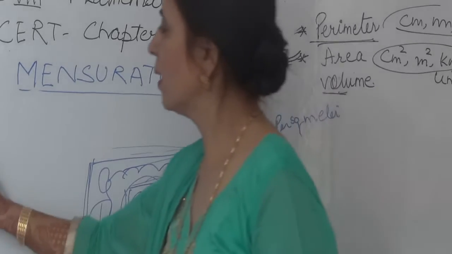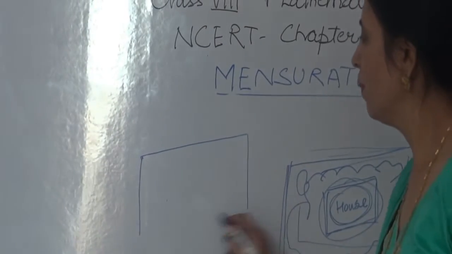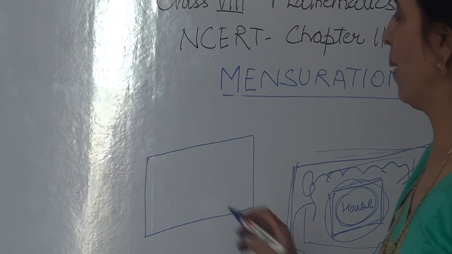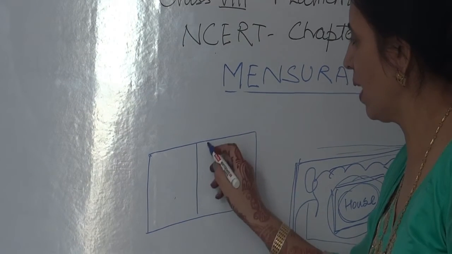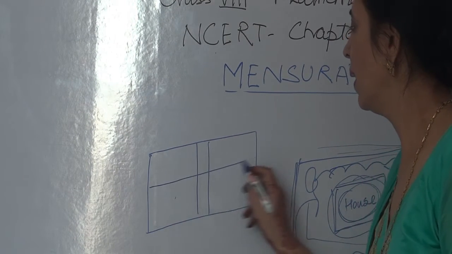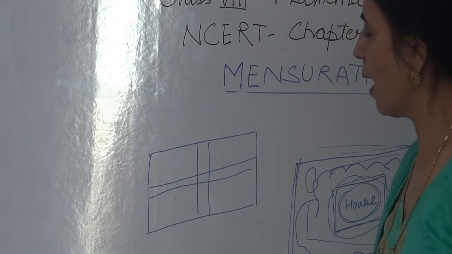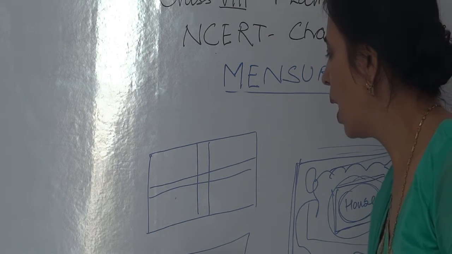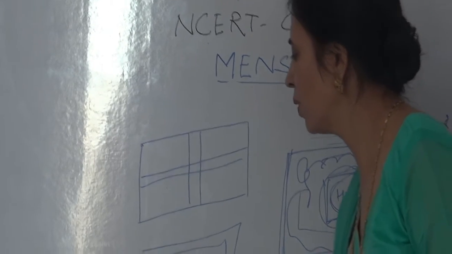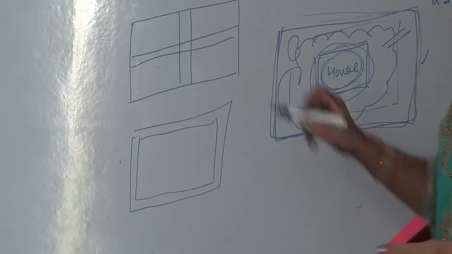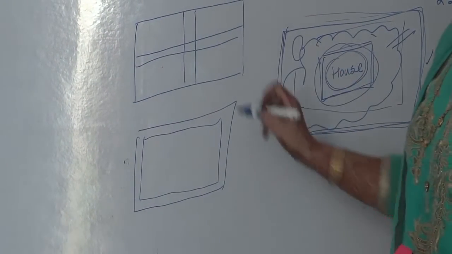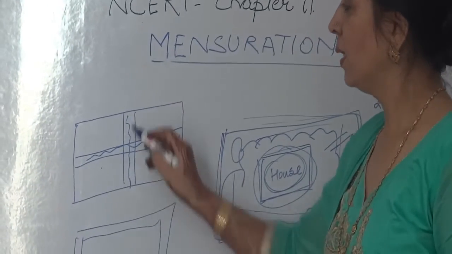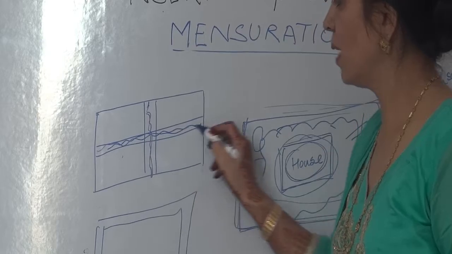Now take another example. We have a garden. In this garden, you have to make some pathways. A pathway can be like this. Sometimes pathways are on the outer border of the garden. So in both cases, you are talking about area. This area is covered as a pathway.